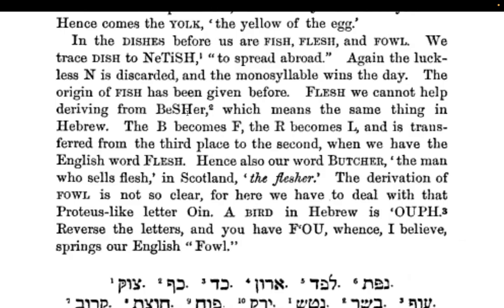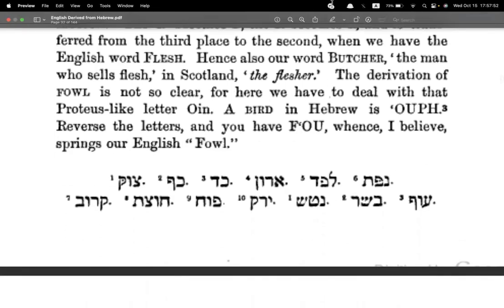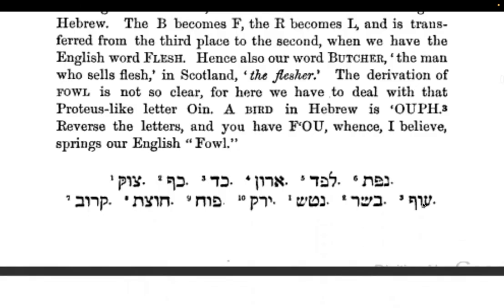The derivation of foul is not so clear, for here we have to deal with the Proteus-like letter ayin. A bird in Hebrew is Oluf. Reverse the letters and you have fool, fa'u, whence I believe springs our English foul. You just add the L there. And that would be by taking this word, ayin, wa, pe, full, o. You just have the L and it'd be foul.